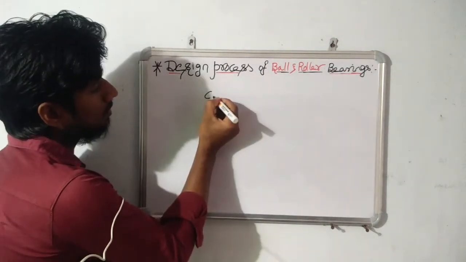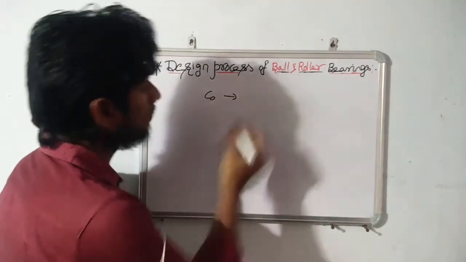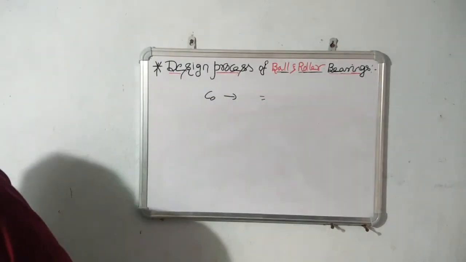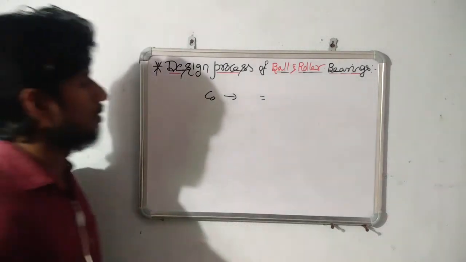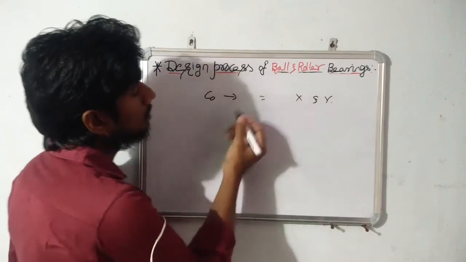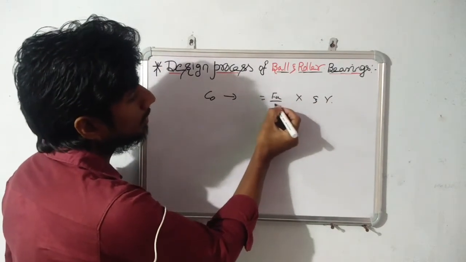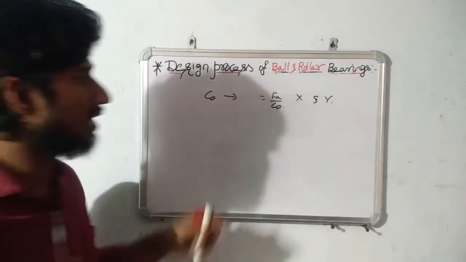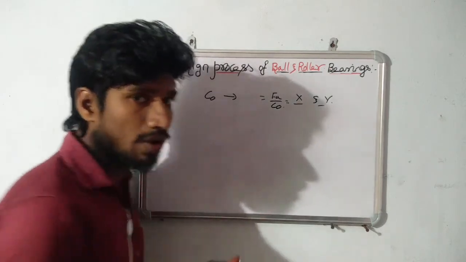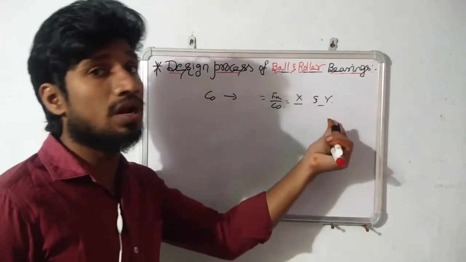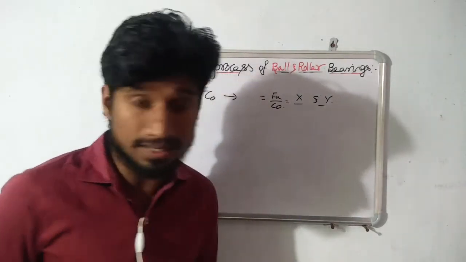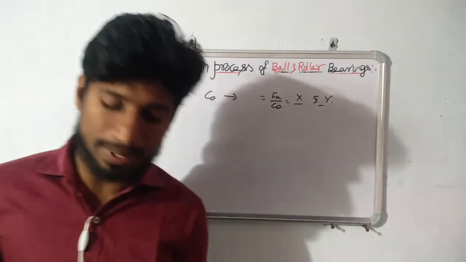When we know the C0 value, with the help of that C0 value, again we consider finding out the x and y values with the help of the FA by C0 ratio. So when we get the FA by C0 ratio, at this condition we consider the x and y values. When we know the x and y values, again we are going to find out the equivalent load. So let's see how we consider the x and y values with the help of static capacity load.